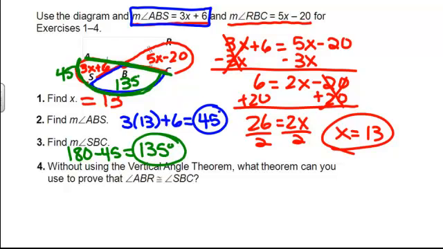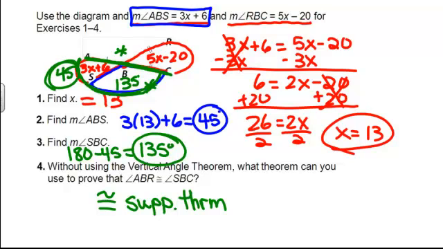And we're done. Without using the vertical angle theorem, what theorem could you use to prove the angle ABR and angle SBC are congruent? Well, one of the theorems we talked about earlier was this thing called the congruent supplements theorem, which says if two angles are supplementary to the same angle, then the two angles are congruent. The same angle is 45, therefore those two angles are congruent.